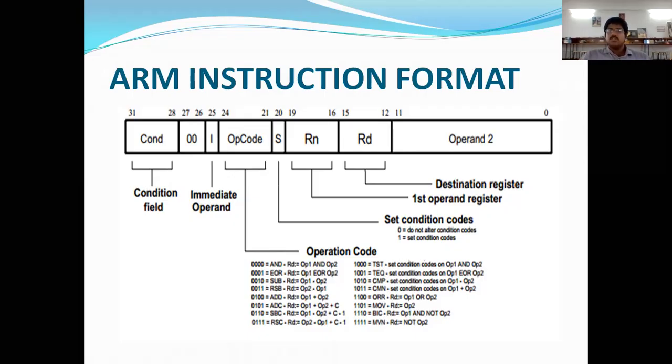The rest 2 are zeros. In some of the textbooks they don't mention the immediate operand and the zeros. They will just write it as opcode. Previous is a conditional field. We are having a 3-bit conditional field.